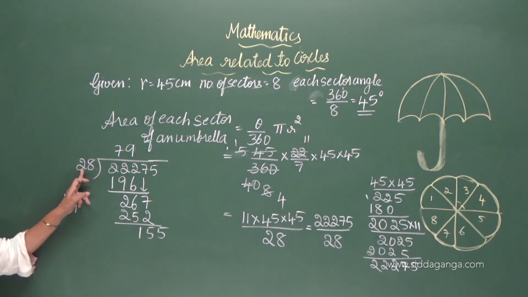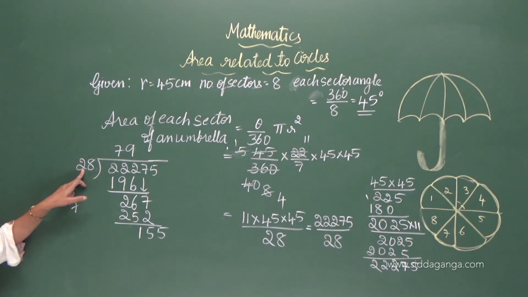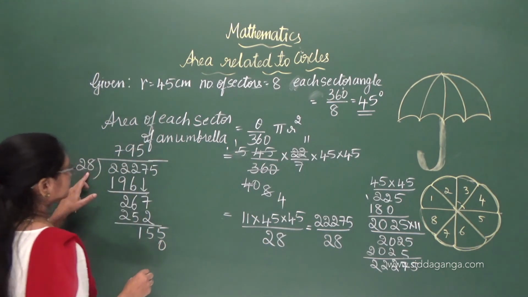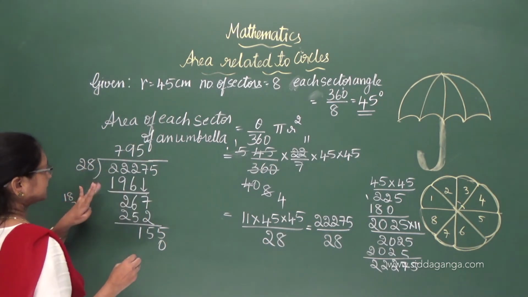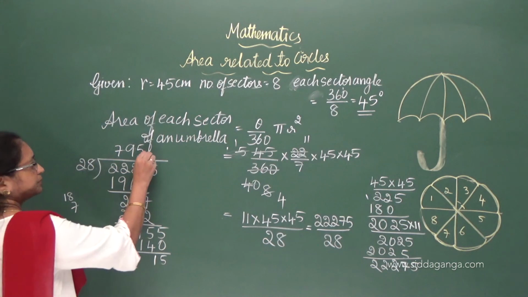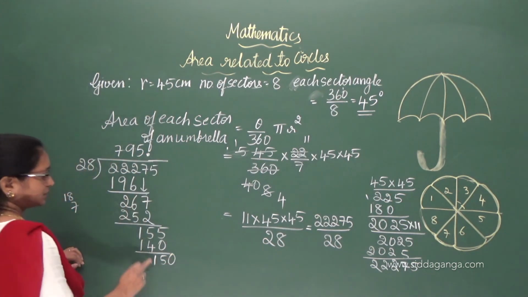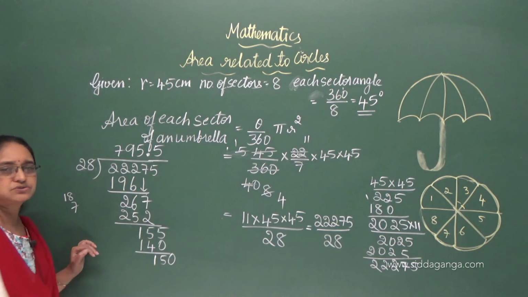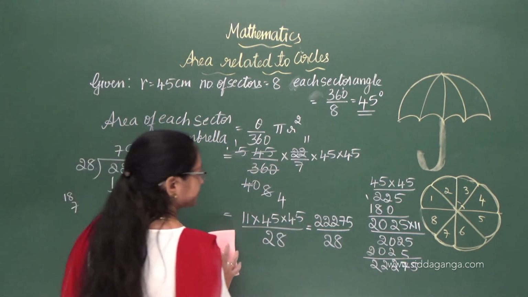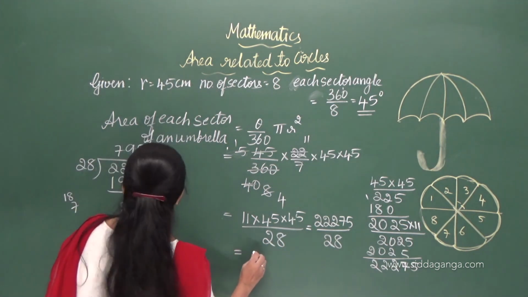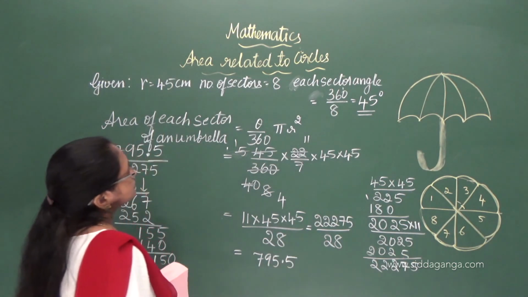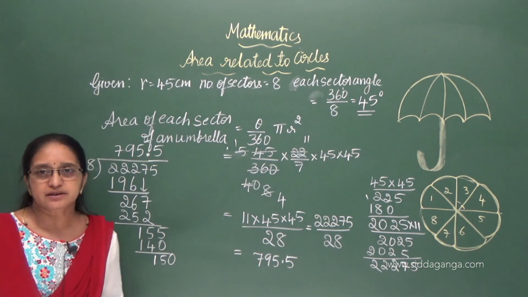So 28 into 5, 5s are 8 5s are 40, 5 2s are 10, so 140. So you can put point 0. Then again 140, 5s are. So 795.5. You can stop here only. So I will write here 795.5 centimeter.